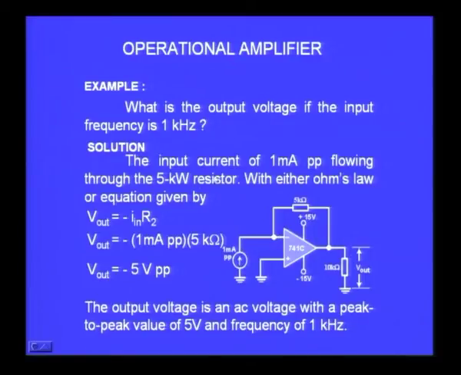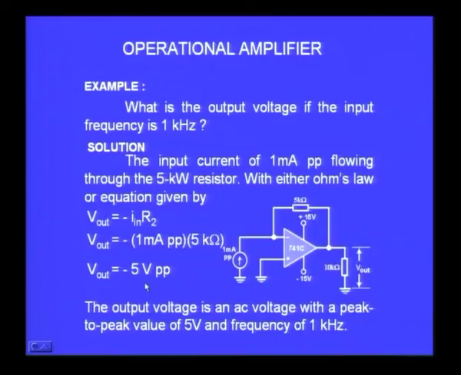What happens to the voltage? The input current of 1 milliampere peak to peak flowing through the 5 kilo ohm resistor. So, we can apply simple Ohm's law. V output is equal to minus I in into R2, in this case I in 1 milliampere peak to peak multiplied by 5 kilo ohm, and that gives you 5 millivolt. The kilo and milli will go away. So, you will be left with minus 5 volts peak to peak.